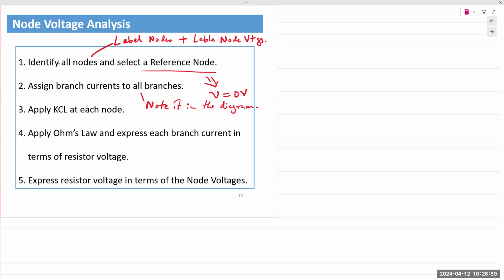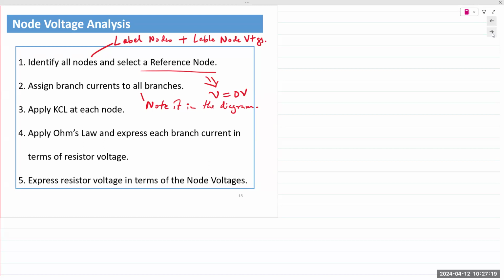Then you apply KCL at each and every node. Once you apply KCL, you have your equation. You apply Ohm's law, express each branch current in terms of the resistor voltage, and then each resistor voltage can be expressed as a difference of the node voltages.